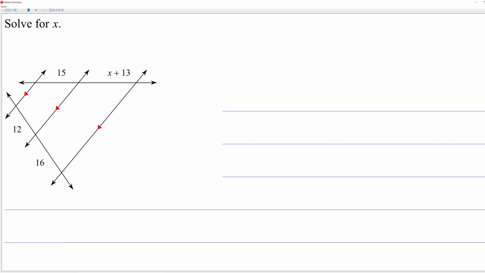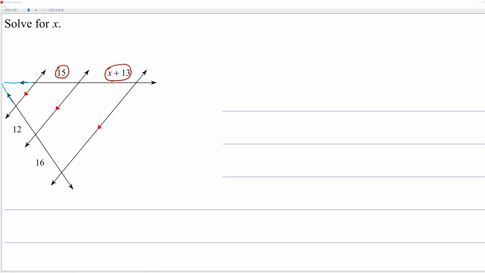So this looks like something really odd, but in fact, it's not. If you were to extend this line at the top and this line here, this is really just like the last example. We have one large triangle with several lines cutting through it. And the property that we're going to use is exactly the same as in the last problem. We're going to compare the parts along the sides, and they're going to be in the same proportion.